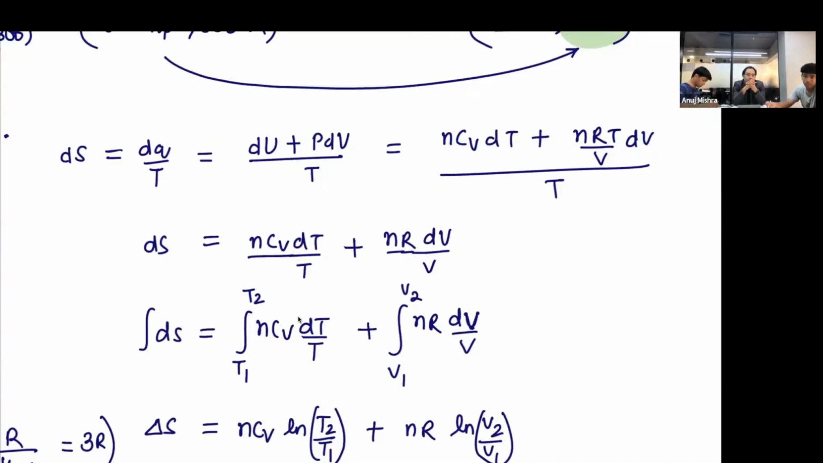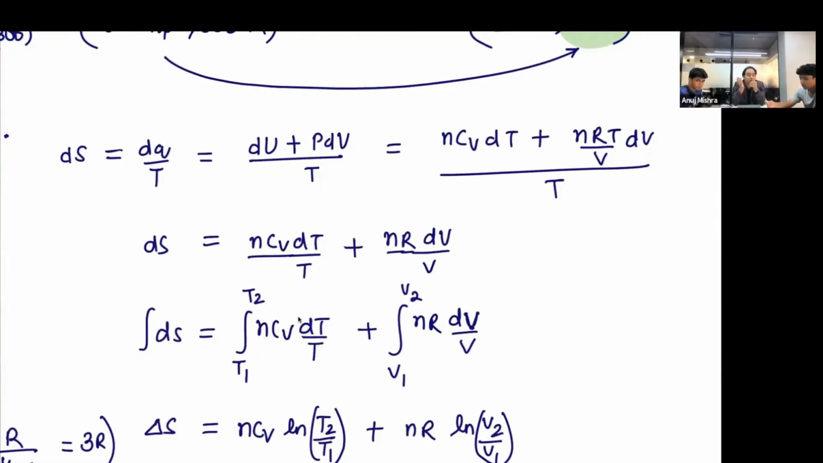If the case is isothermal, what will happen? T1 and T2 will be what? See, T1 upon T2 is 1. Why? Or T1, T2 is same. So what is ln of T1 T2 upon T1? 0. So what is the first term becoming here? 0. So what is the formula coming up? NR ln V2 by V1. यही तो यूज किया था isothermal में. Check your formula. Yeah, which you have used. NR ln V2 by V1.